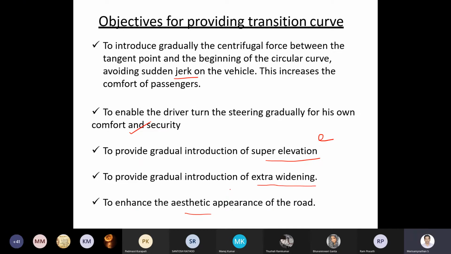Also, I mentioned that from the straight to the circular curve, it might be starting with infinity and ending with the radius. So this kind of gradual change is happening with respect to the spiral type. That is the reason the IRC's recommended spiral is an ideal type for designing the transition curve. So this is just an overview of the transition curve: why we want to provide it, what the specific objective is, and what the different types are to achieve on the field.